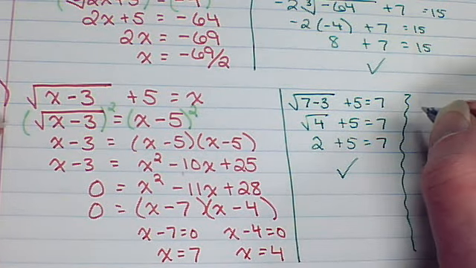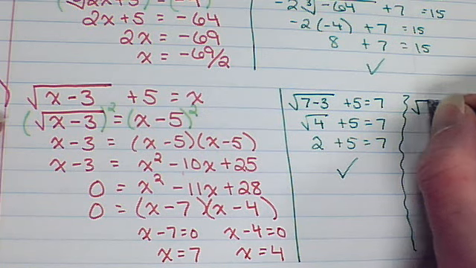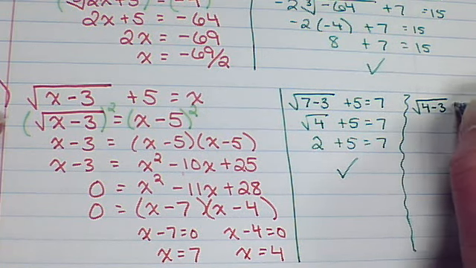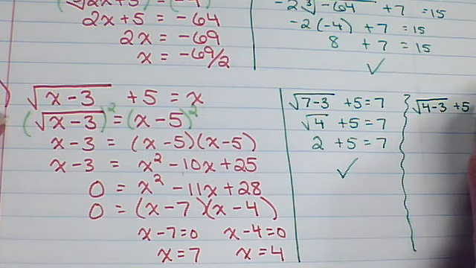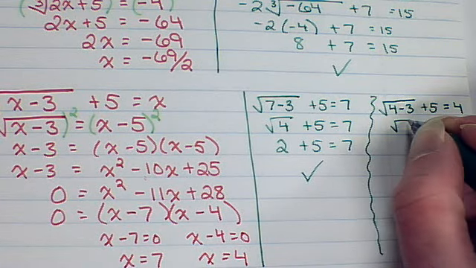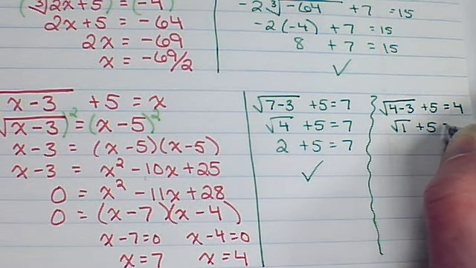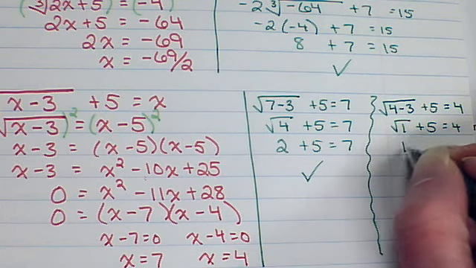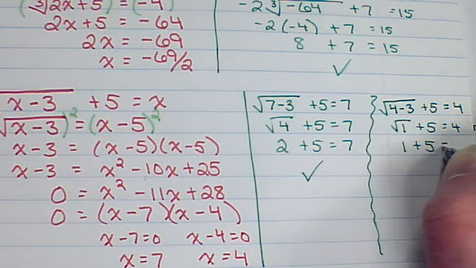Let's try the other one. 4. Okay, square root of 4 minus 3 plus 5. Does that equal 4? Okay, 4 minus 3, that's 1. Square root of 1 is 1. Does 1 plus 5 equal 4?